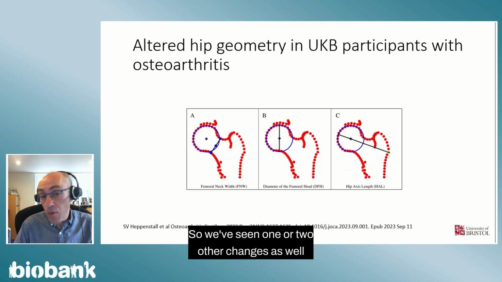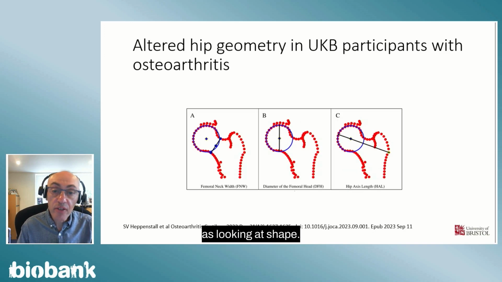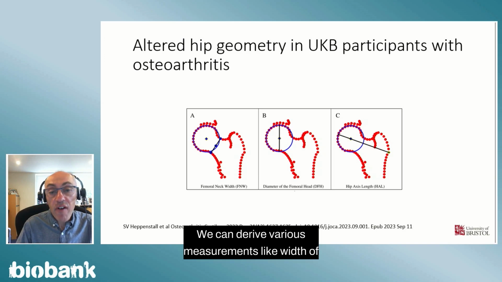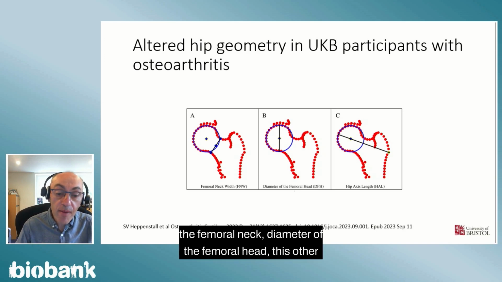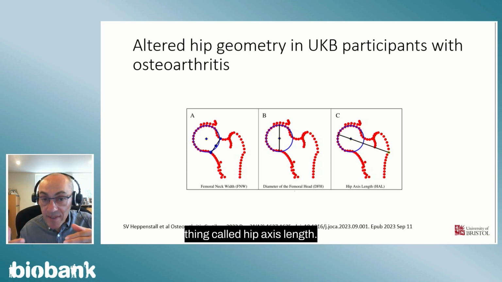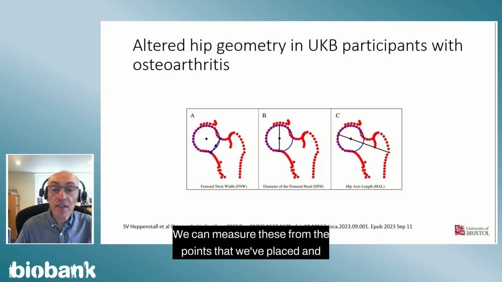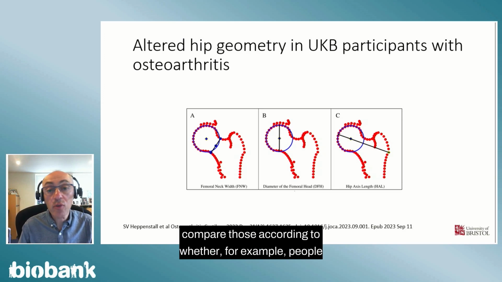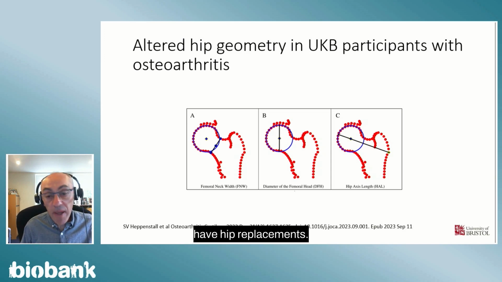So we've seen one or two other changes, as well as looking at shape. We can derive various measurements like width of the femoral neck, diameter of the femoral head, and this other thing called hip axis length. We can measure these from the points that we've placed and compare those according to whether, for example, people have hip replacements.